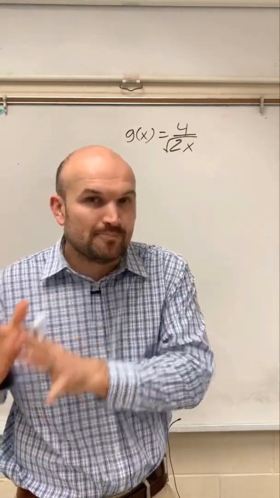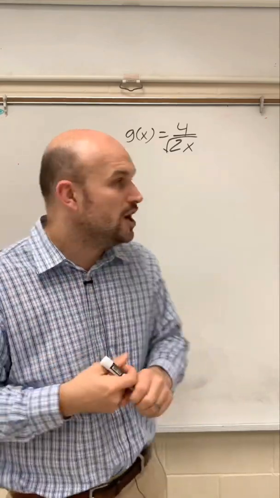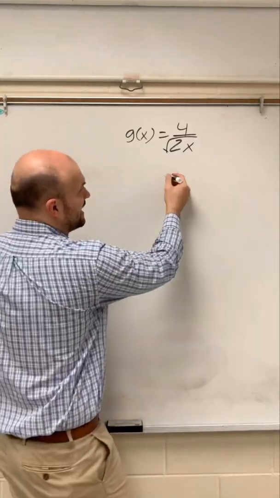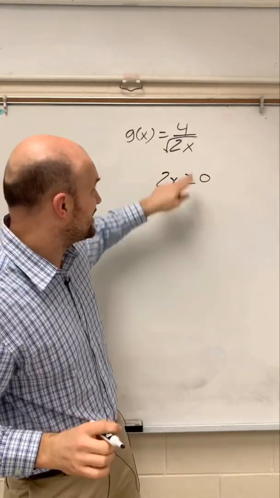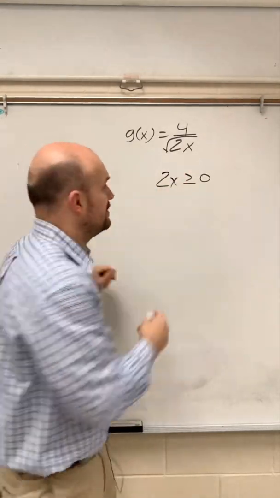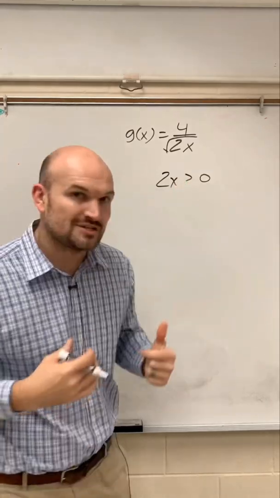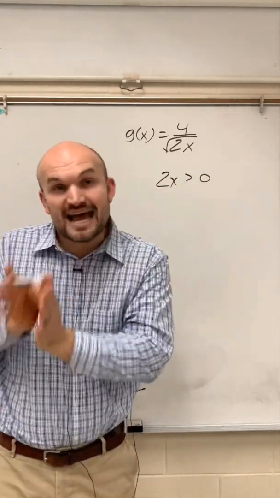So rather than doing both of those restrictions separately, all we simply need to do is say, well, I know 2x has to be greater than or equal to 0. But since my radical is in the denominator, it can't be equal to 0, right? So by just removing the equal to, I now satisfy both restrictions.